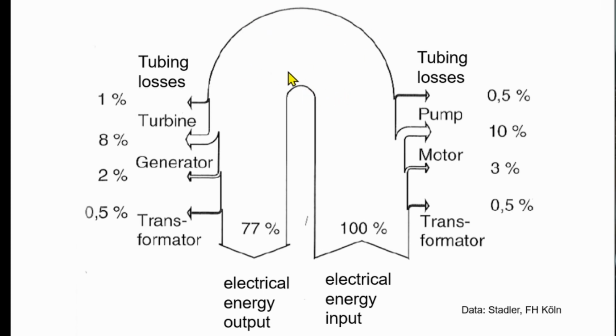Then you have here the storage lake, and then you release it from the storage lake. You have again some tubing losses, depends on the velocity, on the diameter of the tubes and length of the tubes. Then about 8% at the turbine, so you see it's a bit lower than the pump losses. Then about 2% at the generator, again 0.5% at the transformer. The remaining 77% is the electrical energy output.